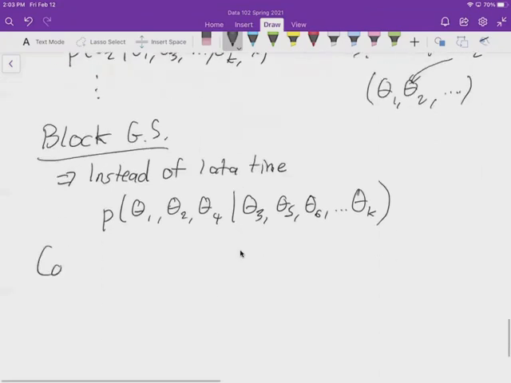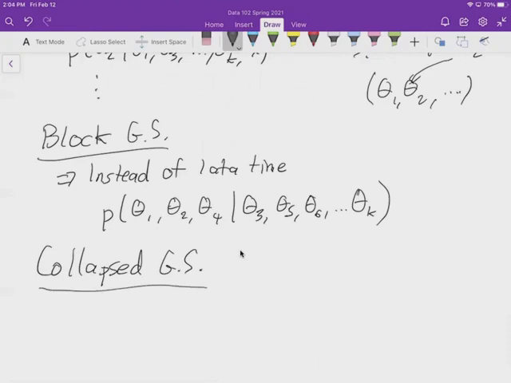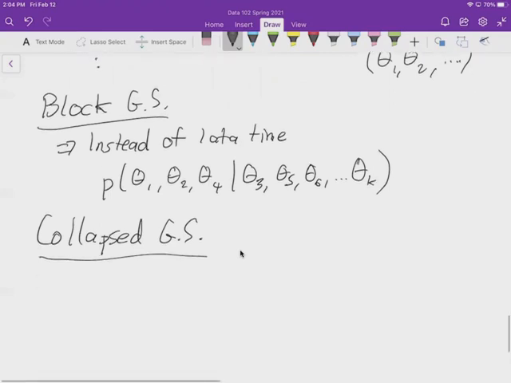Another thing people do is something called collapsed Gibbs sampling. This tends to be computationally a lot more challenging. It tends to require you to think a lot more about your model and really have a deep mathematical understanding of what's going on for more complex models. But we say, well, sometimes can we marginalize over some hidden variables, right?